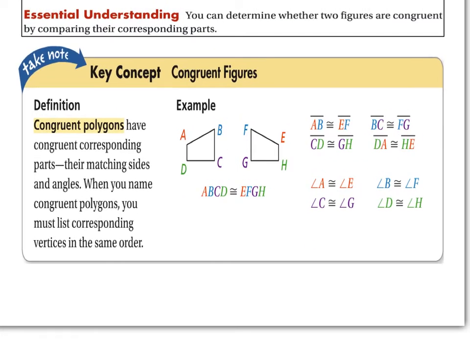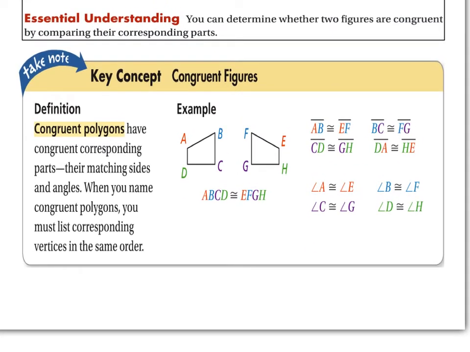Okay, congruent figures. Definition: congruent polygons have congruent corresponding parts, matching their sides and angles. Okay? When you name congruent polygons, you must list corresponding vertices in the same order. And I'm going to highlight this point, and you may want to underline this in your notes. You must list corresponding vertices in the same order.